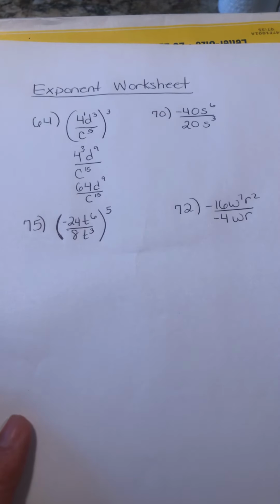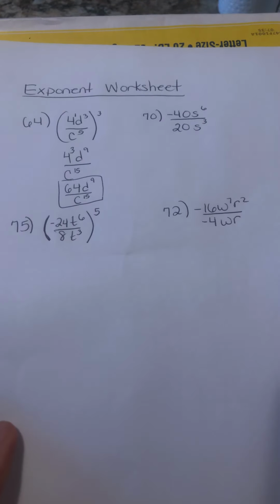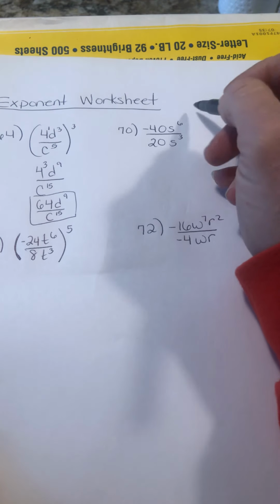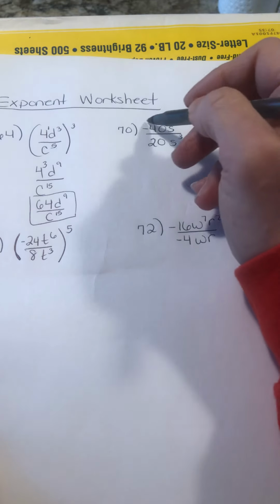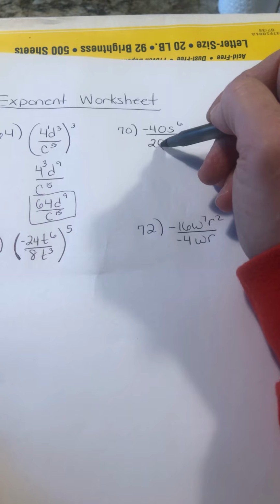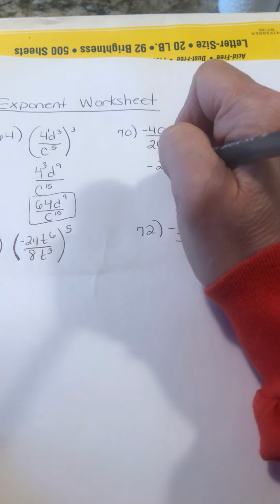If we take a look at number 70, we have negative 40 divided by 20, and then we have s to the 6th power divided by s cubed. So first I'm going to divide the coefficients. 40 divided by 20 is 2. So I'm going to have a negative 2.